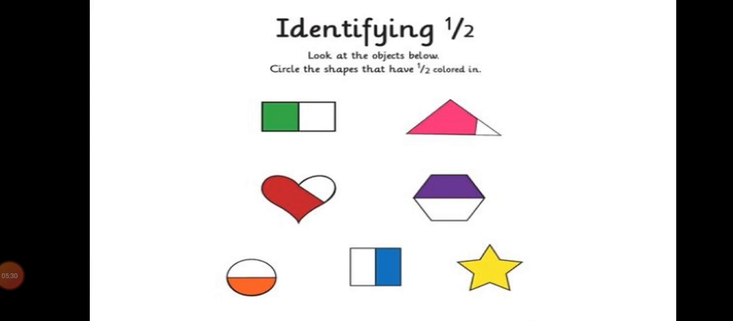Now some pictures have been shown to you. You have to identify half. Can anyone tell me which one is the half one? Is this one half? Or this one, or this one? Only the shapes which are completely divided into two equal parts have a half. This one is a half. This picture is a half. This one is a half. And the last, this circle is a half.